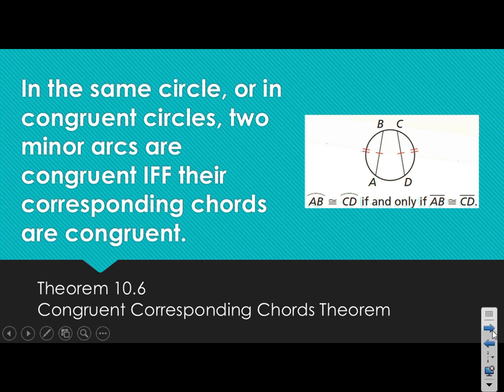All right, so the first one is 10.6. This deals with congruent corresponding chords. In the same circle, or in two congruent circles, two minor arcs are congruent if and only if their corresponding chords are congruent. If you look at this picture, if you have arc AC congruent to arc CD, that's in blue, then what you get are their corresponding chords. Remember, the chords are formed from the arcs or vice versa. Just make sure you pay attention to which ones are congruent, okay? So there's that first theorem.